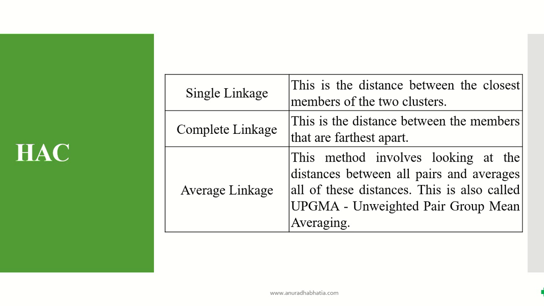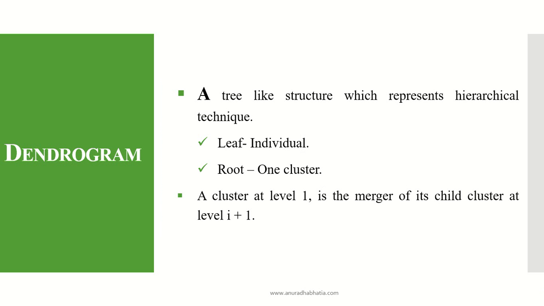Average linkage, this method involves looking at the distance between all the pairs and averages of all these distances. This is also called as UPGMA, that is unweighted pair group mean averaging. Before we start with what is HAC and its problem solving techniques, we see what is a dendrogram.